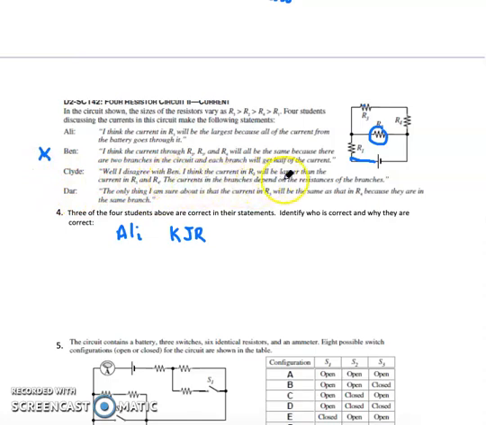I think R2 will be larger than the current in R3 and R4. The currents in the branches depend on the resistances. Yes. Okay, so Clyde is correct because of Ohm's law. Okay, so the voltage drop across this branch has to be the same as the voltage drop across that branch by the loop rule. This has a different resistance. In fact, it has less resistance than this upper branch, so it gets more current.